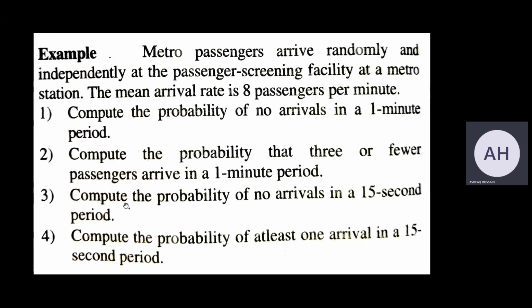Now come to the next point. Third point, you just clearly observe it. Compute the probability of no arrivals in 15 seconds. So instead of 1 minute, it is given as 15 seconds. The value of m, if you observe, is 8 passengers per minute. So if you go for 15 seconds, in 1 minute how many 15 seconds are there? 4. If you divide this value by 4, then you will get the m value for this case. So for these two cases, m value is 2. For these two cases, m value is 4.